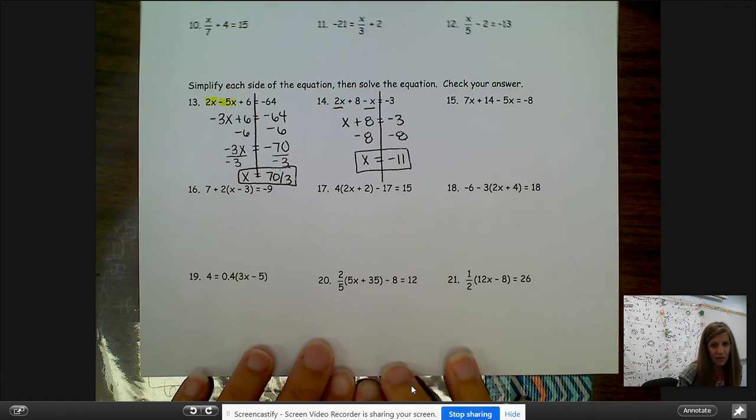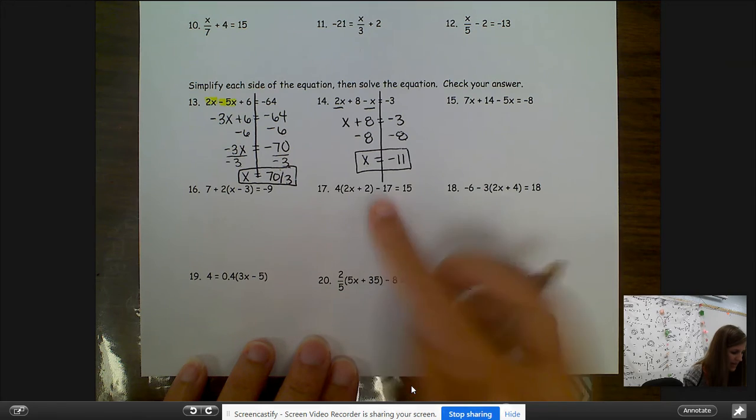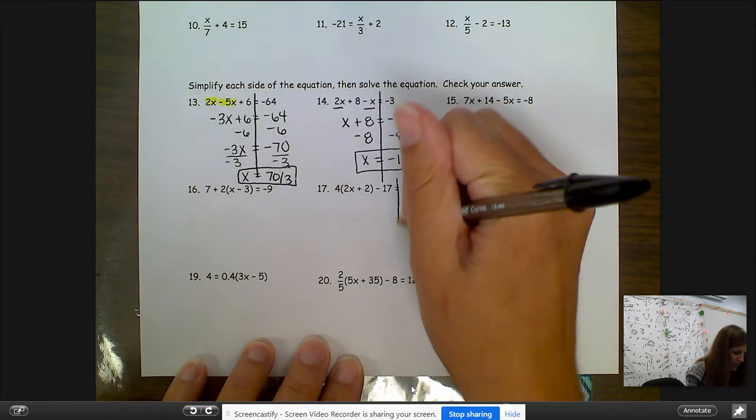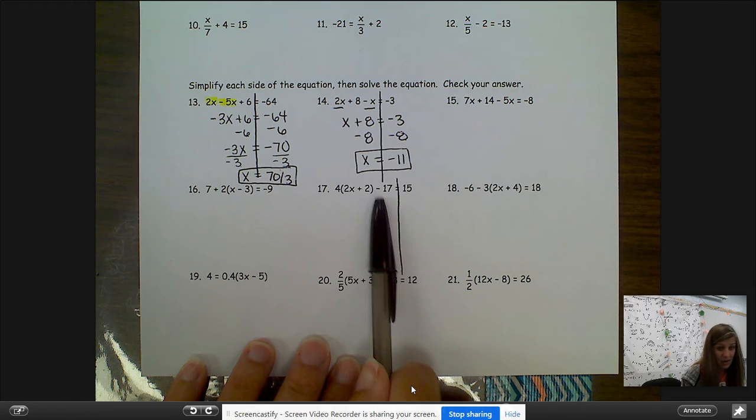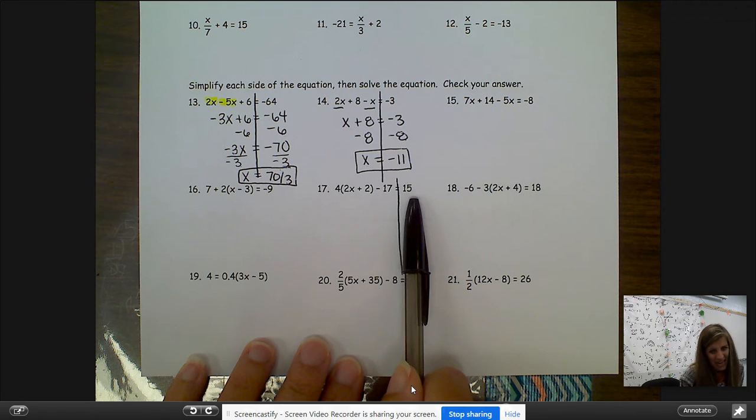Okay, let's jump down. So taking a look at 17 right here, I'm going to put in my sides where my equal sign is. And then on the left-hand side, I notice I have a lot to do. On the right-hand side, I've got nothing to do. It's just a 15, just chilling.